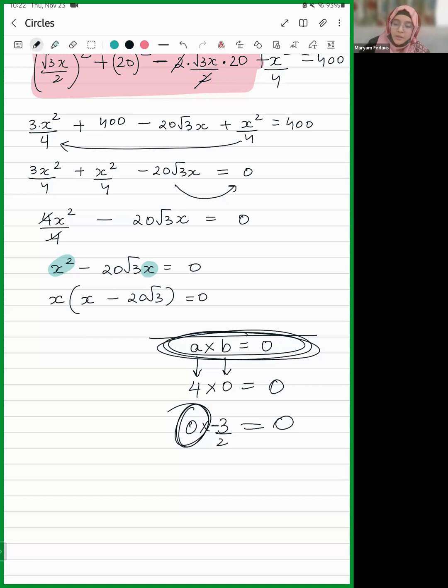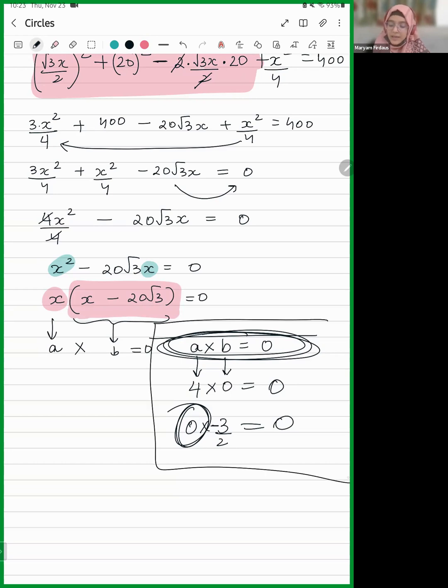So over here you have x, which is one term, multiplied by another term, which is this thing, the bracket. So the product of two things, this is your A and this is your B. This entire thing is your B. Their product is 0. What can you say about A and B in this case? Either A is 0 or B is 0, right?